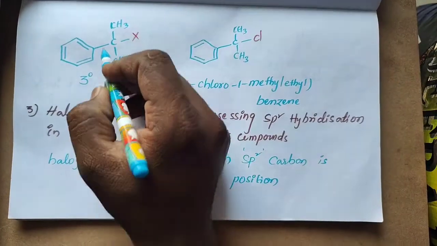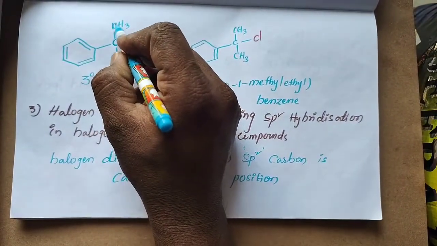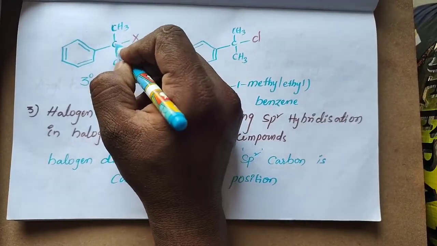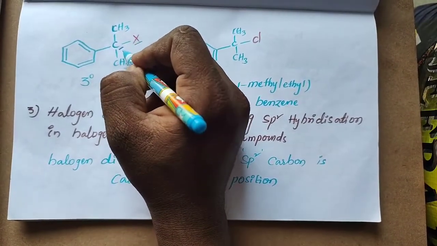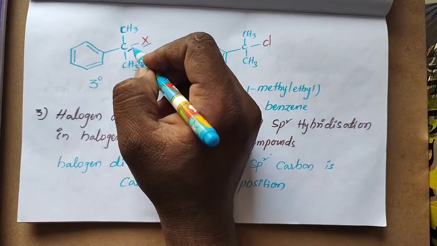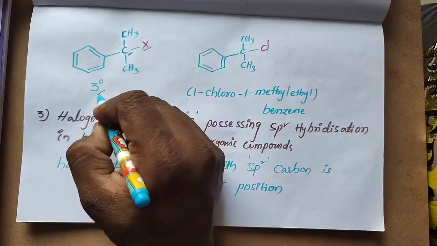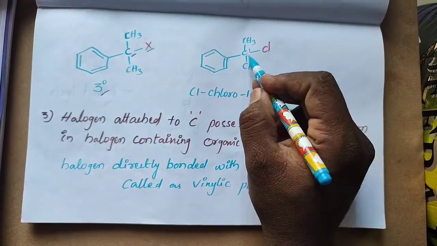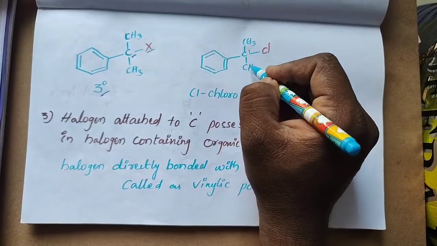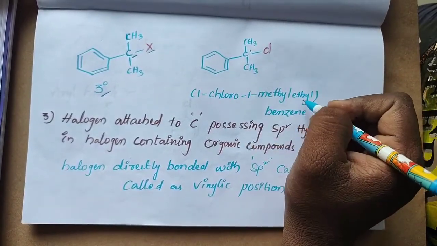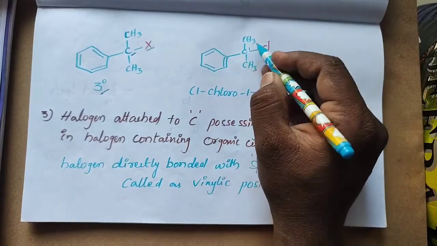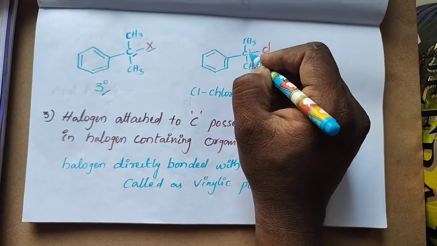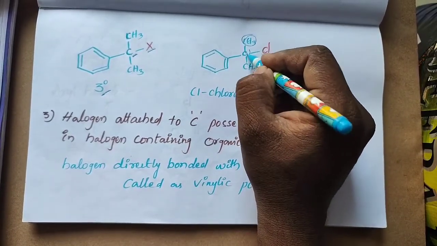And next, tertiary. This carbon is bonded with the halogen and has no hydrogens present. There is no hydrogen on this carbon, so this is a tertiary carbon, and this type of halide is a benzylic halide. Take the example of this: 1-chloro-1-methylethyl benzene.